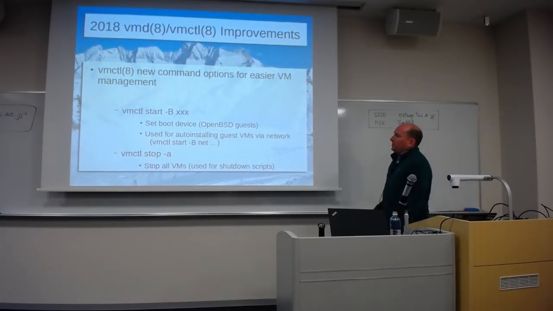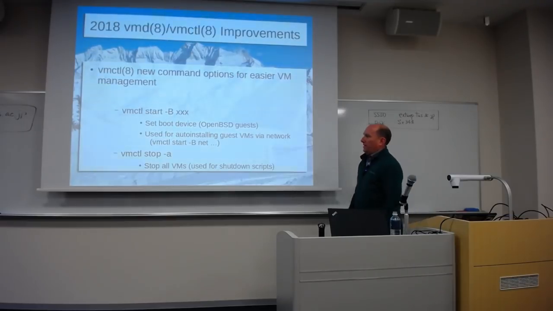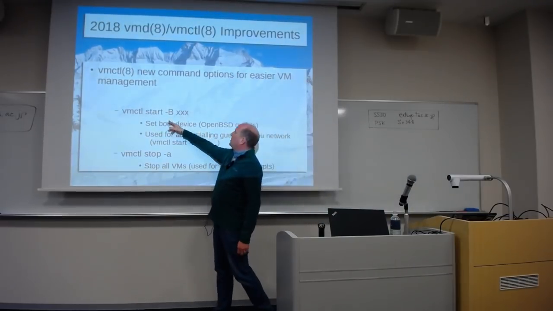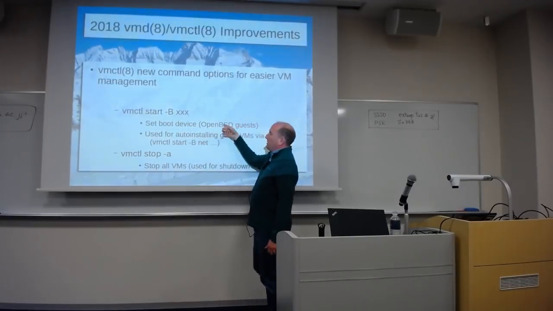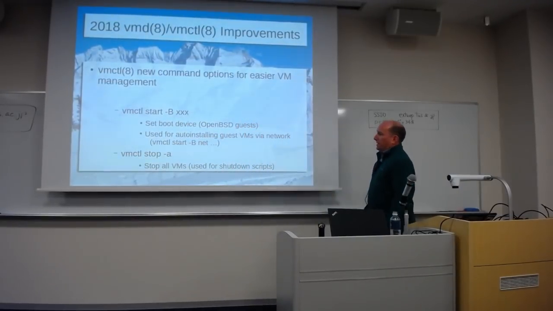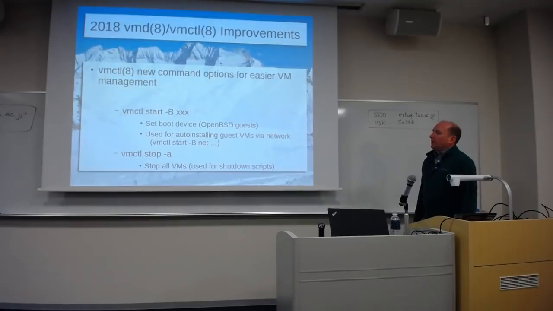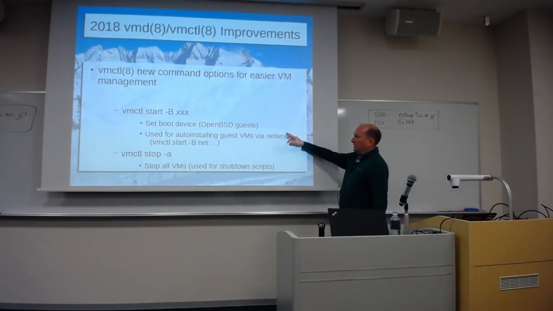A couple new options. Some of these have already been discussed in previous talks. We now have the ability to do a dash capital B option to vmctl start, and the XXX would be the boot device. Right now that's just net for the moment, but it's fairly easily done to extend that out and have other kinds of boot options.